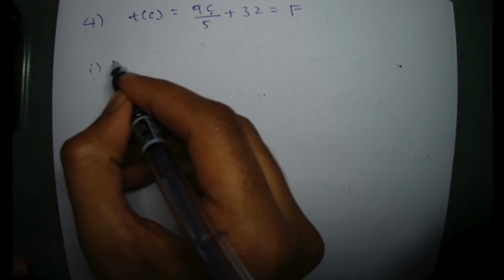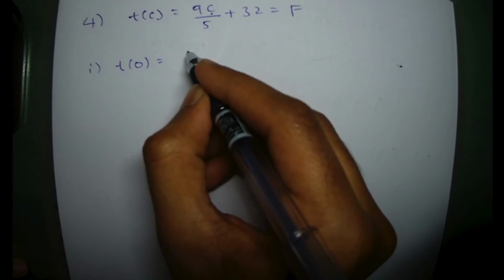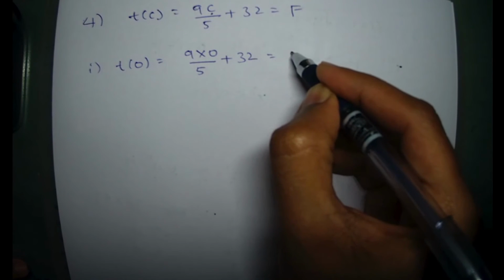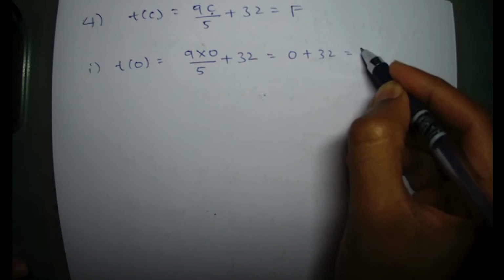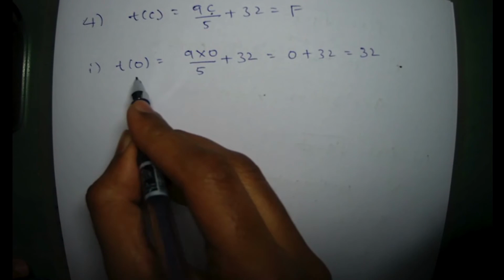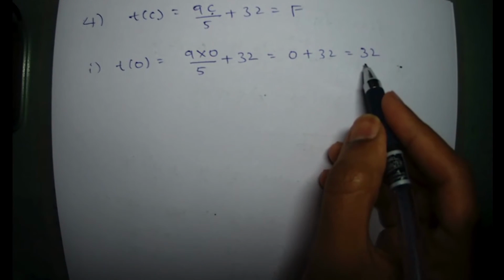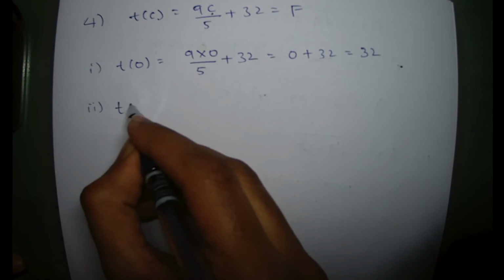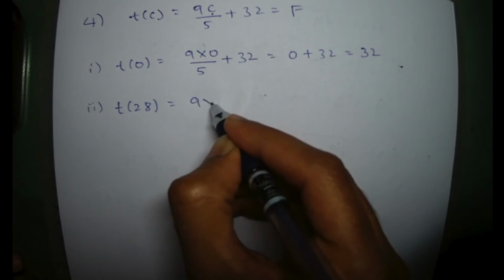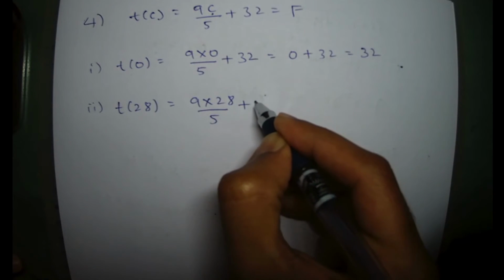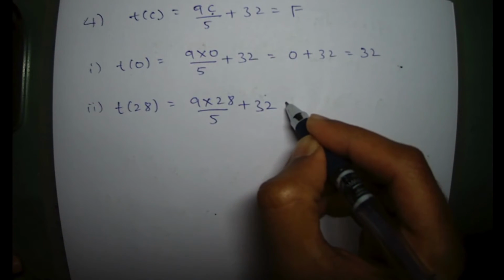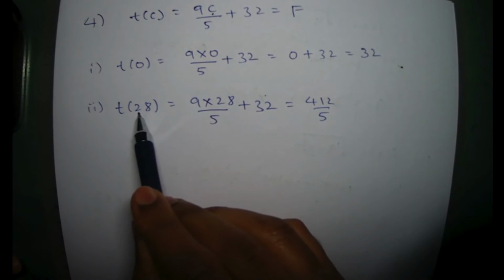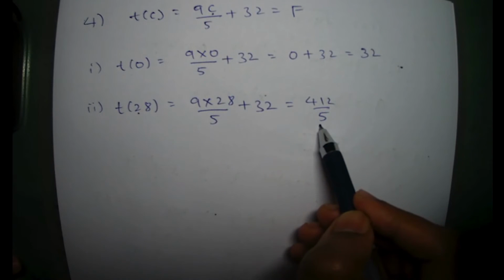So the first term we have is T of 0. So we have to substitute 9 into 0 by 5 plus 32, which is nothing but 0 plus 32, which is equal to 32. So when c is equal to 0, we get 32 degrees Fahrenheit. So the second term is T of 28. So we get 9 into 28 by 5 plus 32. So when we solve this, we get 412 by 5. So when c is equal to 28, we get 412 by 5 Fahrenheit.